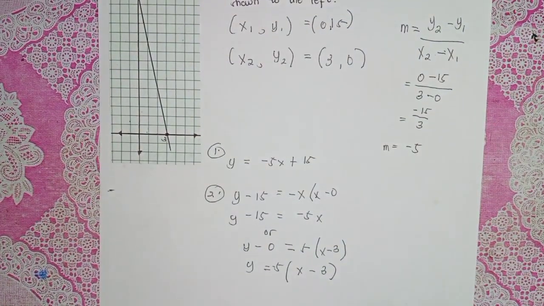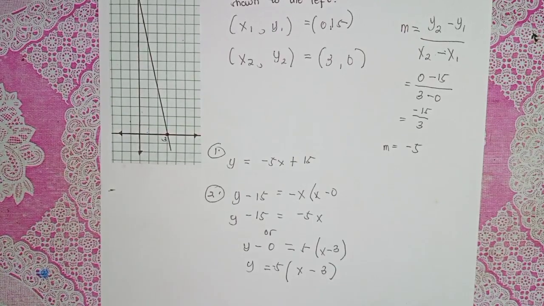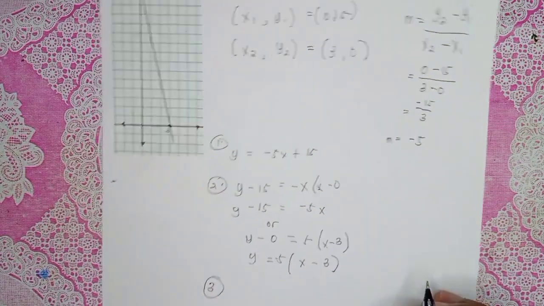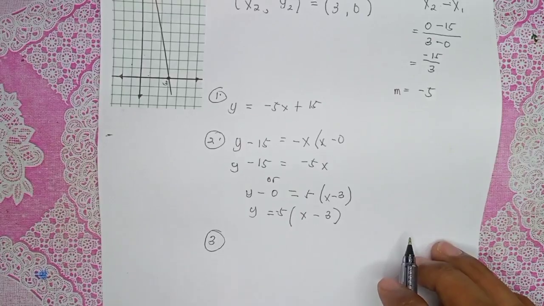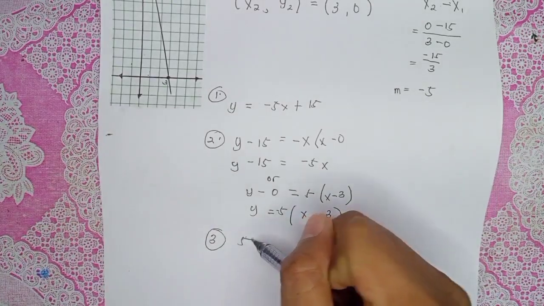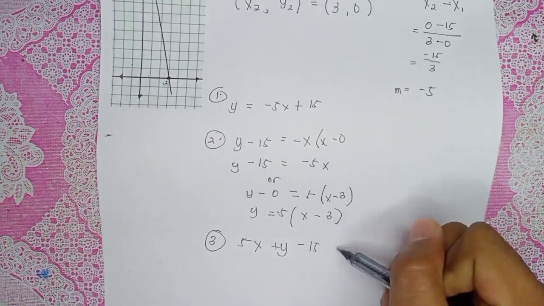Then, to get the general form, take any of these three forms found so far and distribute and collect all the terms on the left hand side. The result is the same for all. So, number 3, we will have 5x plus y minus 15 is equal to 0.